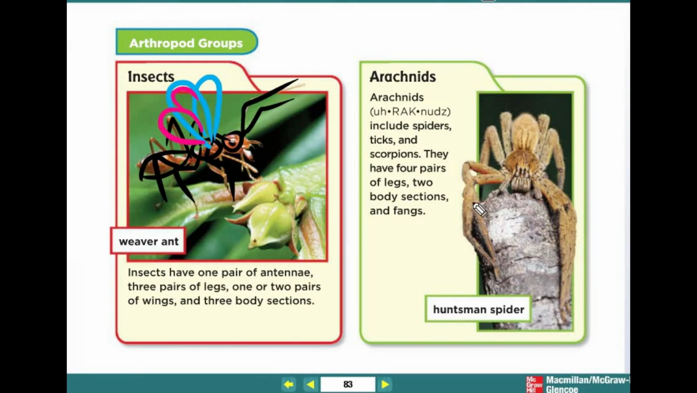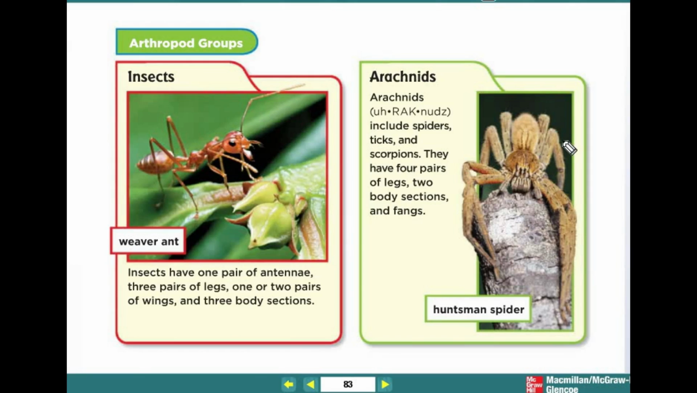Let's move to arachnids. The most important part to understand the difference between insects and arachnids is the body sections and the number of legs. If you look at the body sections here, you can see that we have 2 body sections. 2 body sections, not 3 like this one. Here we have just 2 body sections. What about legs? We have 8 legs or 4 pairs of legs. 1, 2, 3, 4 pairs of legs.